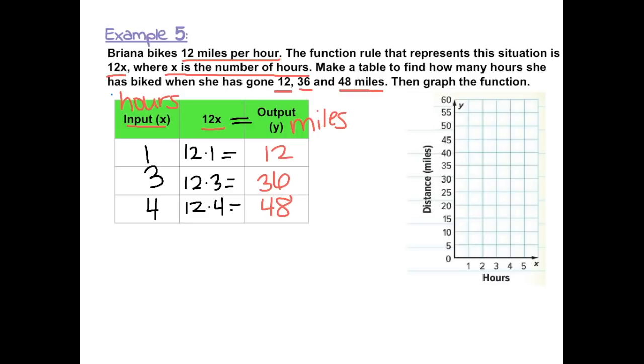So each input is x and each output is y. And we know that our points that we use to graph are x, comma, y. So our first input is 1 and the output is 12. So our first pair is 1, 12. So we can plot it by going 1 to the right and up 12.